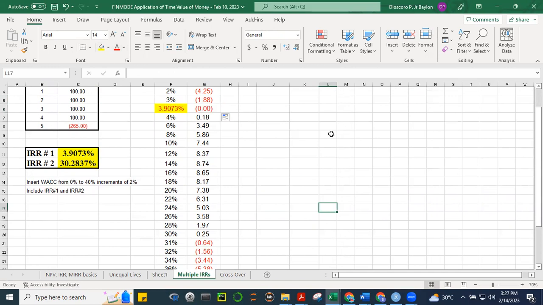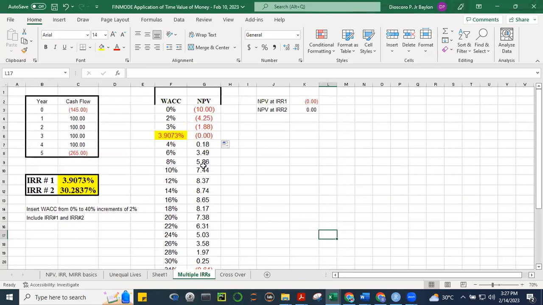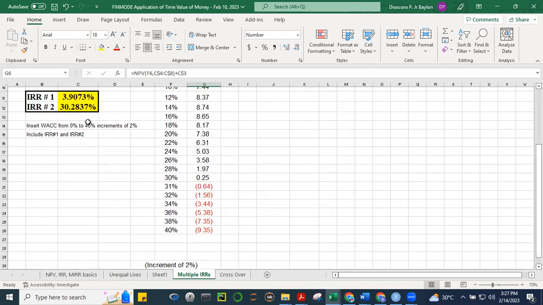Kasi alam natin, class, that the IRR is that rate of return, is that WACC in this case, where the net present value is zero. So zero nga siya, tama. As expected. Zero yung NPV. And then dito din ipasok natin itong 30.2837.